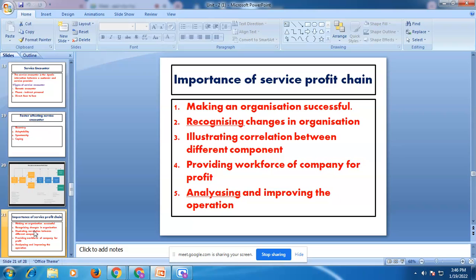The service profit chain extends the workplace of the organization, which helps to increase the organization's profit level, and the company has a high prospect of achieving new highs of success when productive, efficient, well satisfied and loyal employees are present. The last one is analyzing and improving the operation. The analysis as well as the improvement of a service operation is possible due to the service profit chain. The working model finds customer and employee loyalty to be the two fundamental factors responsible for profitability and the growth of a service organization. So in that way, there are five types of importance of the service profit chain.